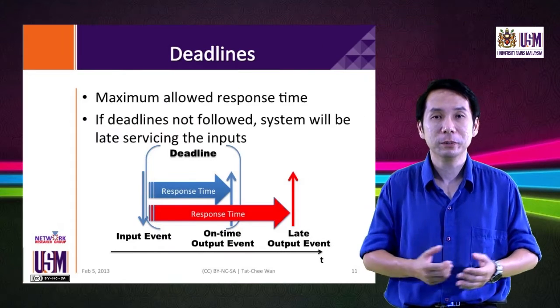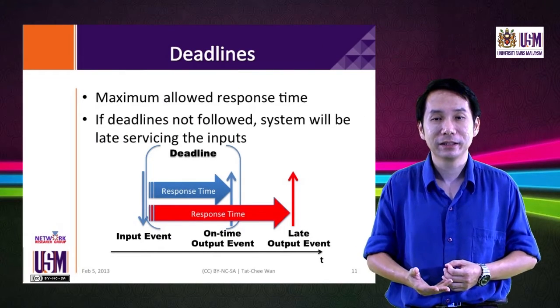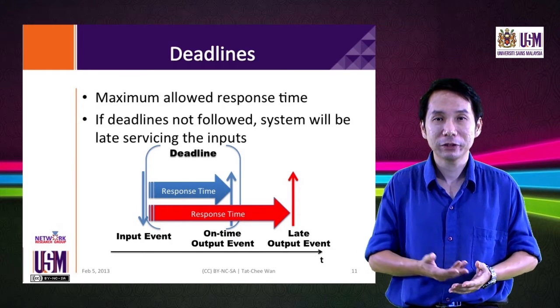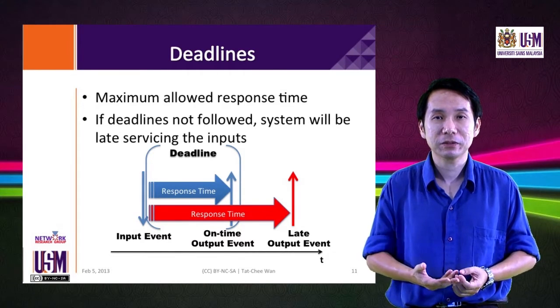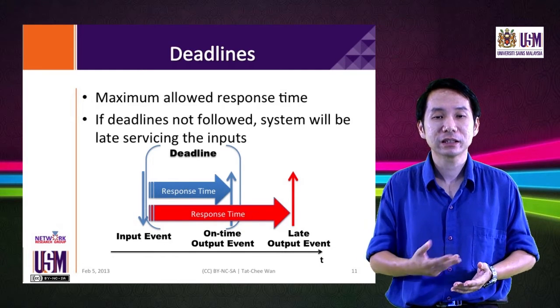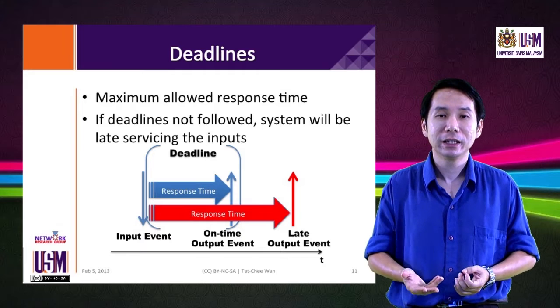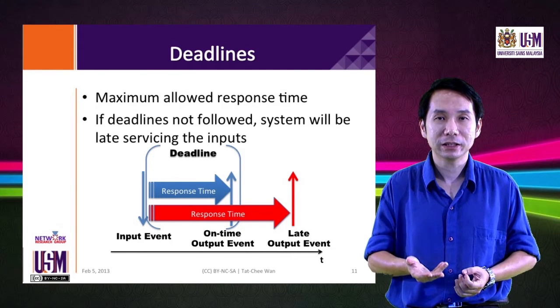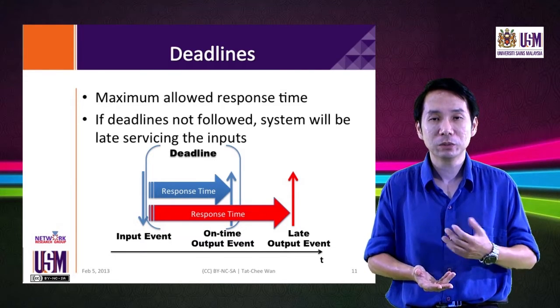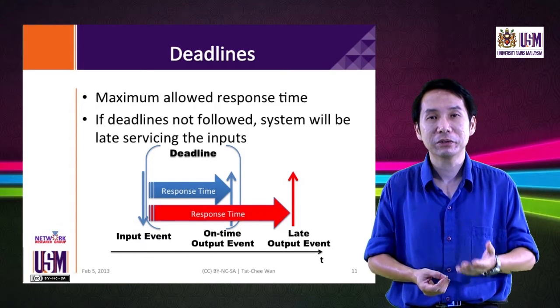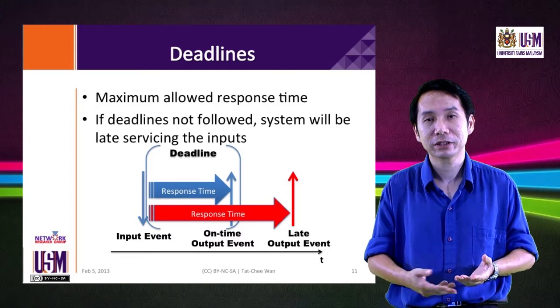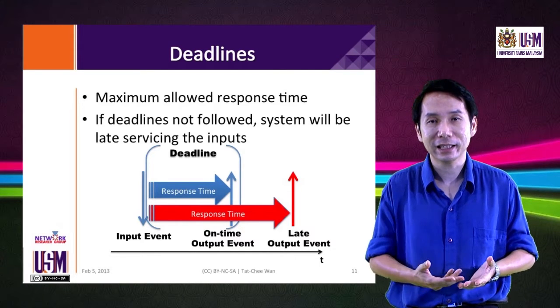Of course, we are all familiar with deadlines in our daily lives. Now, a deadline in terms of a real-time embedded system is the maximum allowed response time that is specified for an input event. So if deadlines are not followed, the system will be late servicing the inputs. There are two examples given in the diagram. One is in blue showing the on-time output event response versus the one in red showing a late output event response. So it has missed the deadline.